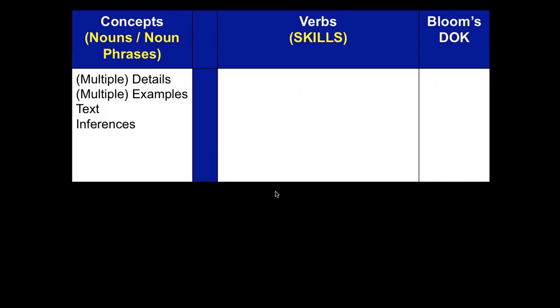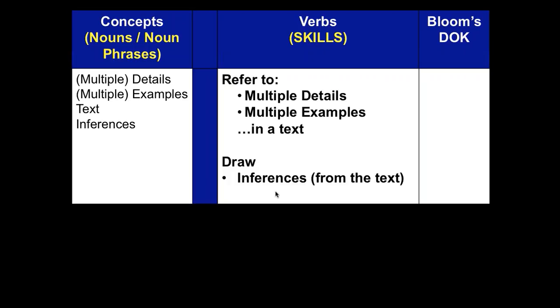So we're going to go back to the same aspect of unwrapping. Pull out the nouns or the noun phrases: multiple details, multiple examples, text, inferences. And then the students will have to refer to multiple details and multiple examples in the text, and they'll have to draw inferences from the text. So what you can see here is how this ELT was written. It's very easy to pull those specific concepts and skills.